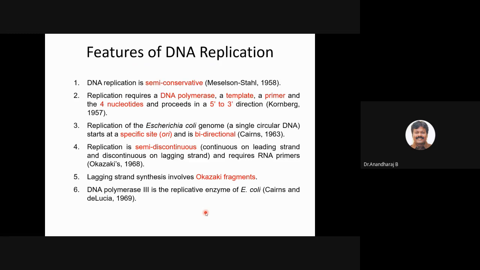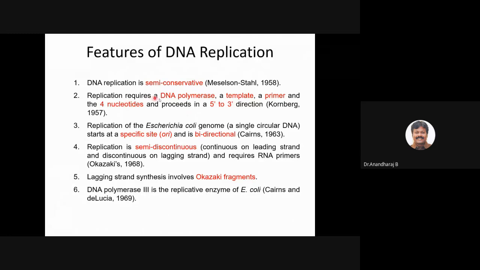So, what are the features of DNA replication? Some important things. DNA replication is semi-conservative. It was discovered by Meselson and Stahl. Experimentally, these people proved that DNA replicates by the semi-conservative method. There were three hypotheses earlier: conservative method, dispersive method, semi-conservative method. So Meselson and Stahl, in 1958, experimentally proved, out of the three hypotheses, that DNA replication is semi-conservative. We will discuss all those things later.